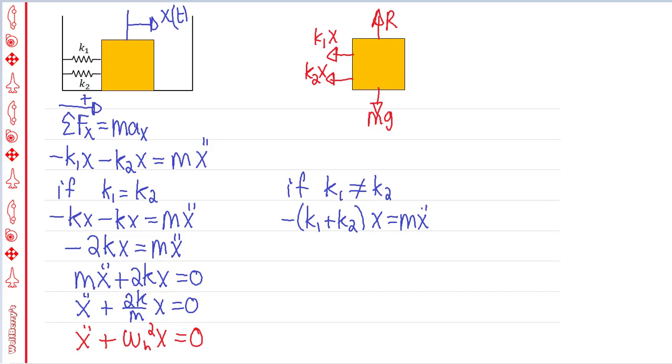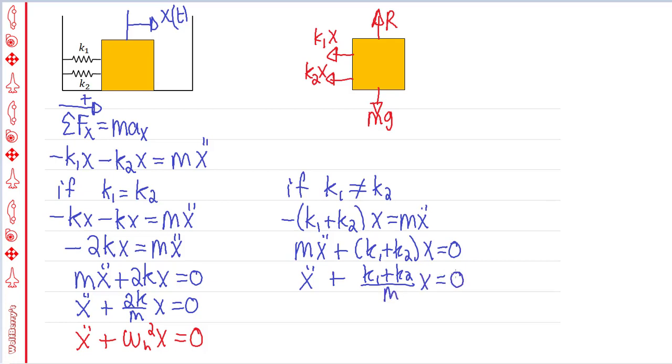Now, again, let's add this left side to both sides. So we get mx double dot plus open bracket k1 plus k2 close bracket x equals 0. Divide both sides by m, we get x double dot plus (k1 plus k2) over m, x equals 0. Again, compare it to your characteristic equation of simple harmonic motion, and you can clearly see that the equation is in simple harmonic form. The natural frequency in this case is the square root of (k1 plus k2) over m.